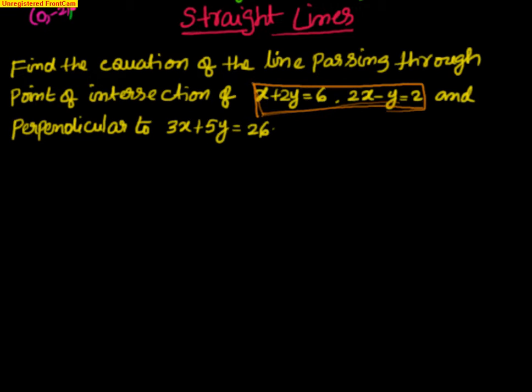Okay. Now let me just try to find out the point algebraically. Algebraically how will you do? Very simple. I have two equations. It's a linear equation of two variables. I have x plus 2y equal to 6 and 2x minus y equal to 2.